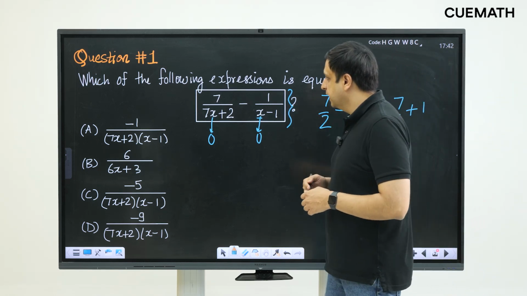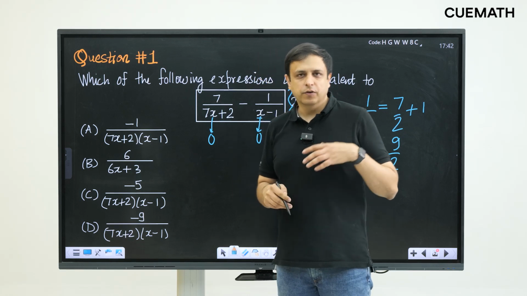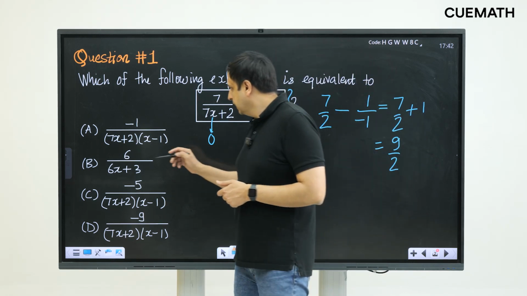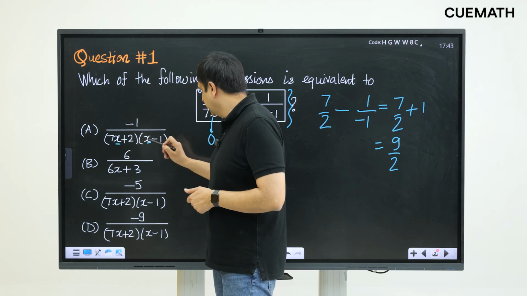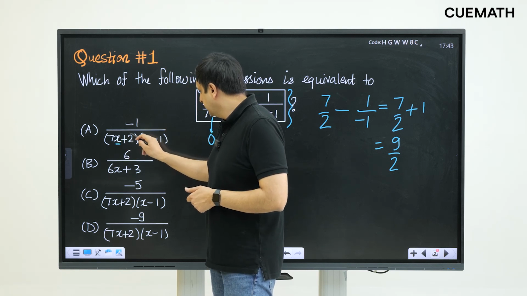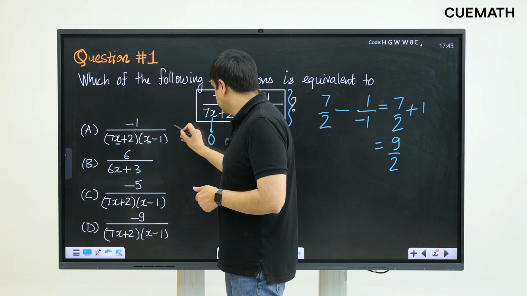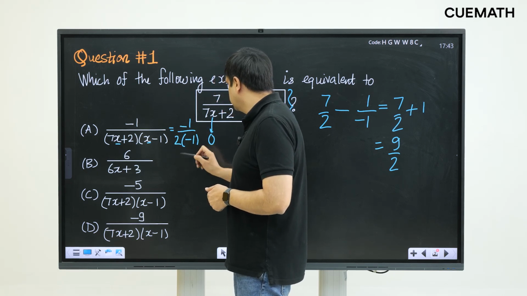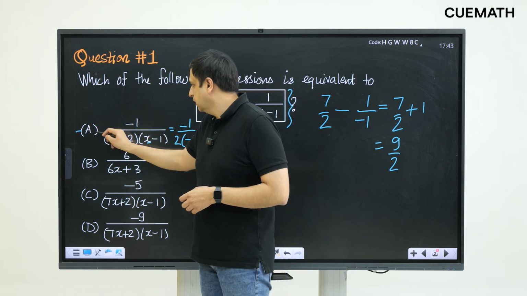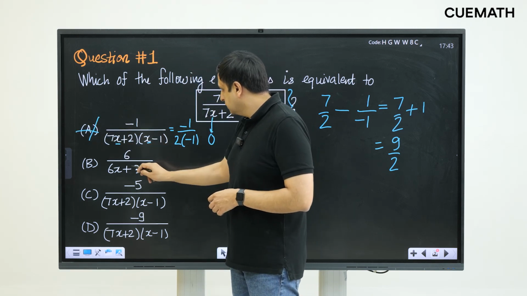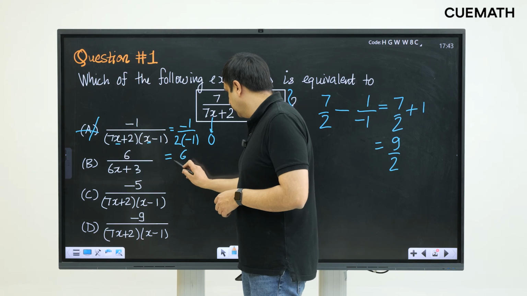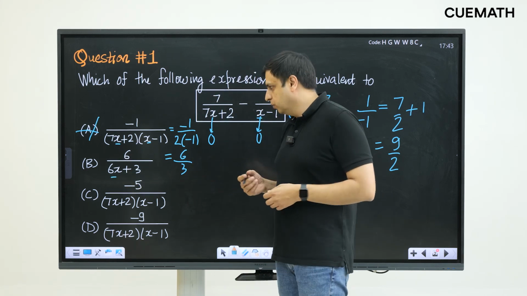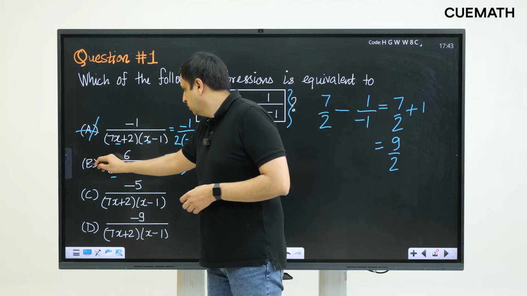So, all I need to check is which of these 4 expressions will give me a value of 9 by 2 if I put x equal to 0. So, let us see, if I put x equal to 0 here and here, I will get minus 1 by 2 times minus 1, which is equal to 1 by 2. So, this won't work. If I put x equal to 0 here, I will get 6 by, this becomes 0 and this becomes 3. So, 6 by 3, that is equal to 2. Again, it is not 9 by 2. So, this does not work either.